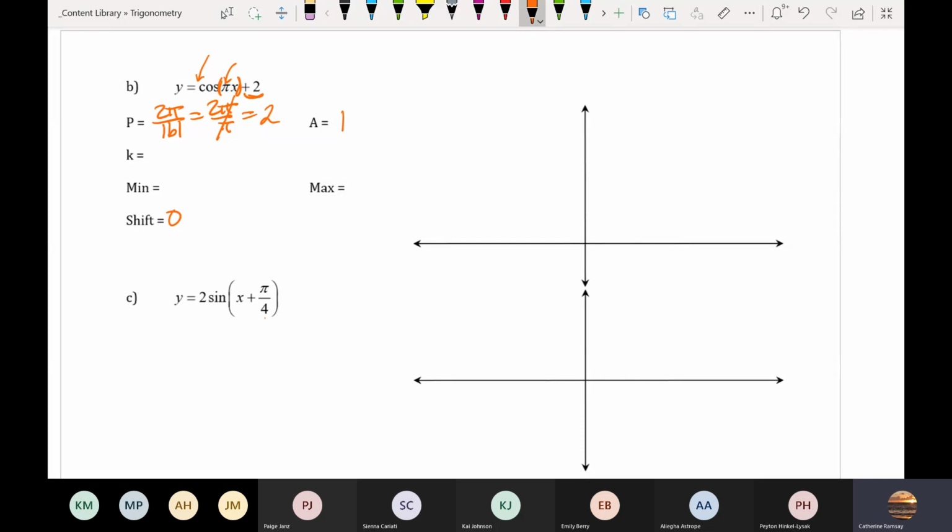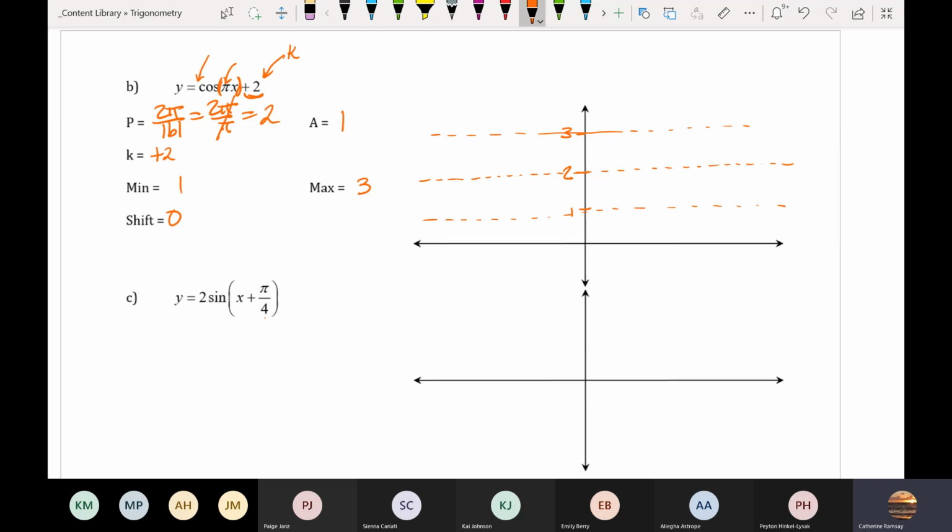Now, in this case, the k, that's my k right there. The k got shifted up 2. So we're going to start with our k. So 1, 2, 3. So my k is at 2. Then my amplitude means I'm going up 1 to a maximum of 3 and down 1 to a minimum of 1. Okay, so does everybody see how I got that?